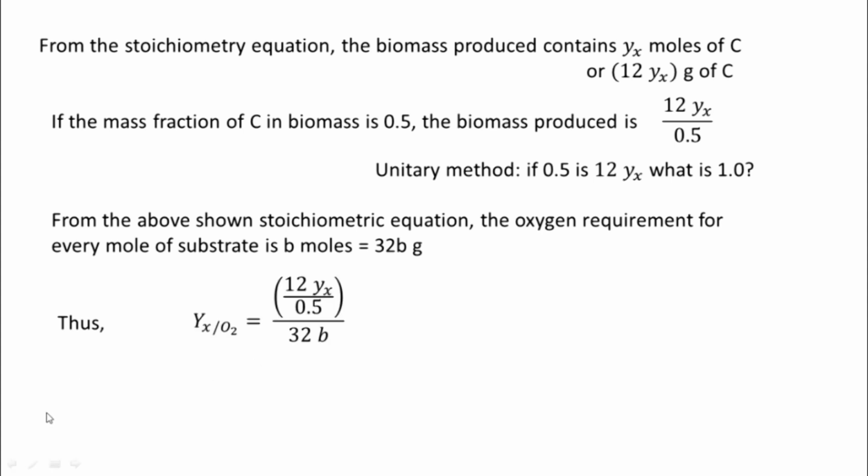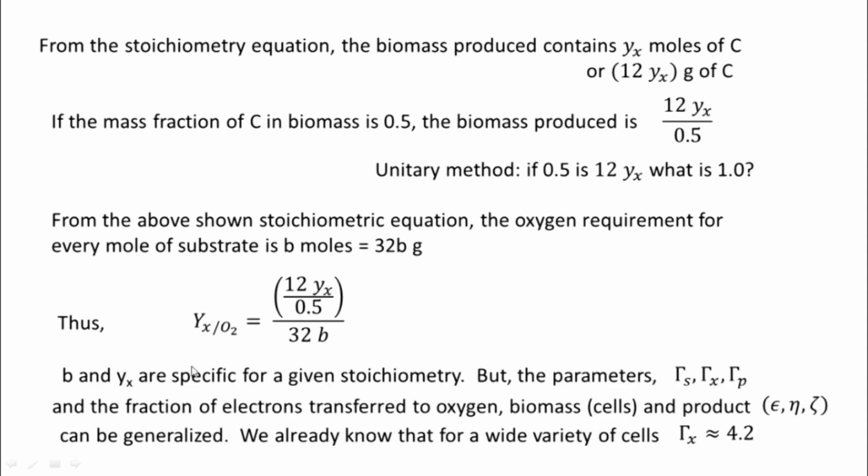Therefore, the yield of cells with respect to oxygen, the mass of cells is 12 YX by 0.5, and the mass of oxygen is 32 b. YX/O2. YX/O is some representation that I've used earlier. For the purposes of this problem, let us say O and O2 refer to the same molecular oxygen. So let there not be any confusion regarding that. YX/O2.